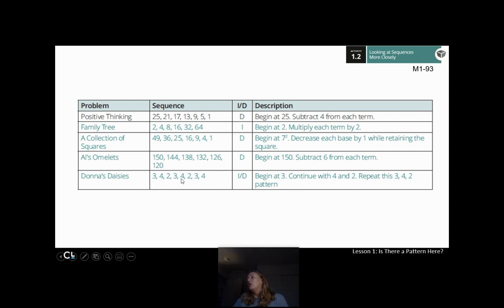Donna's daisies, 3, 4, 2, 3, 4, 2, 3, 4. Well, that meant that it was both increasing and decreasing, right? Because to go from 3 to 4, you're increasing. But then when you go 4 to 2, you're decreasing. And then 2 to 3, you're increasing, decreasing. So you see the issues, doing both increasing and decreasing. Begin at 3, continue with 4 and 2, repeat this 3, 4, 2 pattern. Okay.